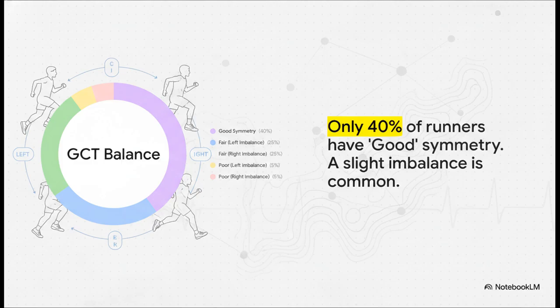Now, this chart is absolutely fascinating because it shows that having perfect 50-50 symmetry is actually not the norm. Based on Garmin's data, only about 40% of runners fall into that good, nearly symmetrical zone. A full 50% of us have a fair imbalance, and another 10% have a poor imbalance. So yeah, most of us are a little bit lopsided.